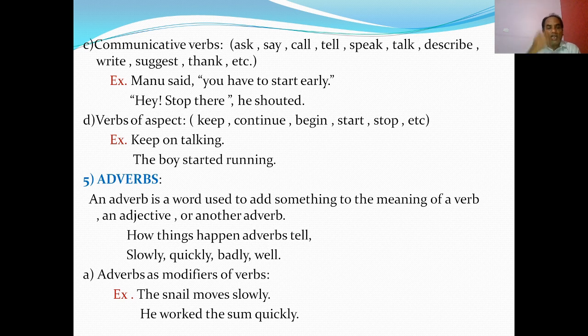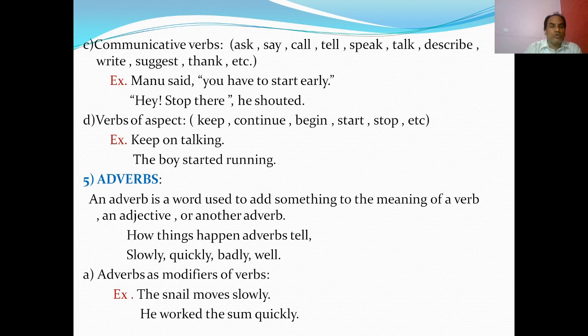So let us discuss adverb. What is an adverb? The adverb is a word used to add something to the meaning of a verb, an adjective or another adverb. That means an adverb is a verb modifier, an adjective modifier, an adverb modifier.